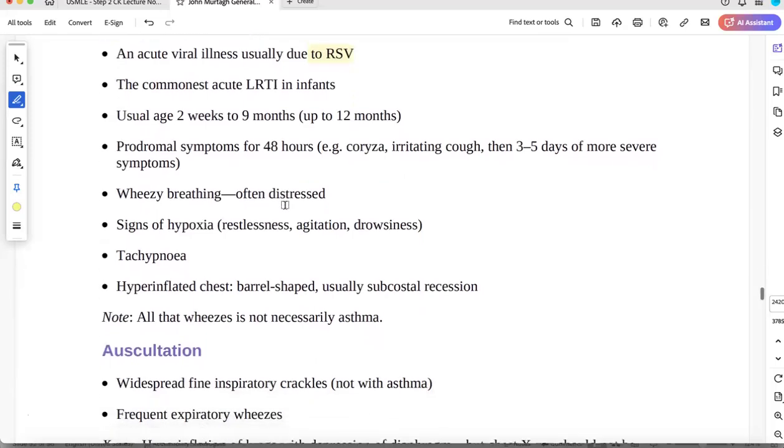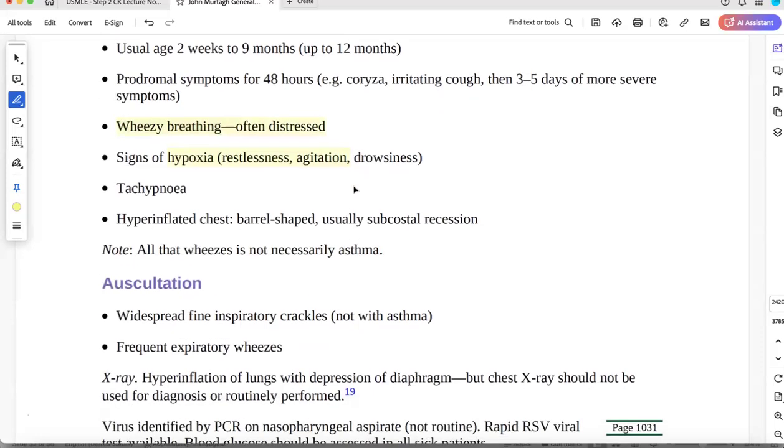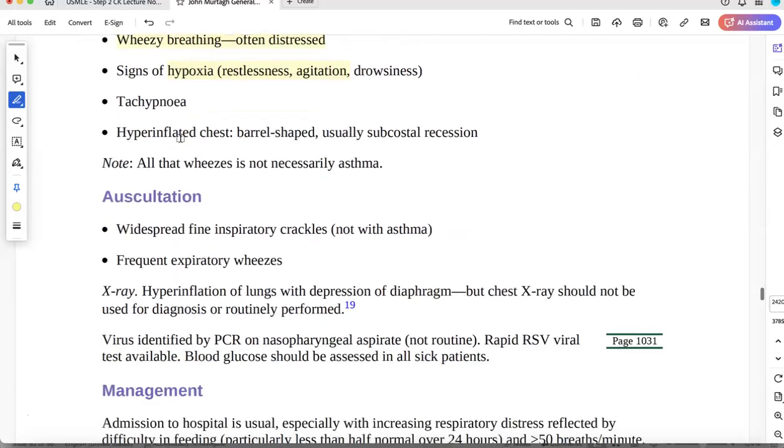Initially the child will have simple flu-like symptoms, cough, runny nose, and then 3 to 5 days later, the child will get worse. The child will start to get shortness of breath. The child might stop eating and drinking, getting more and more restless, agitated, drowsy. And most importantly, shortness of breath with wheezing, a wheezy sound. When you get that kind of child, that's the time you would think of bronchiolitis.